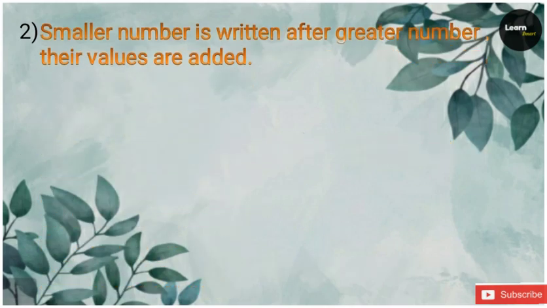Rule number 2. A smaller numeral written after a greater numeral, their values are added. V is a greater number and I is a smaller number. So, we add: 5 plus 1 equals 6. VI represents 6.